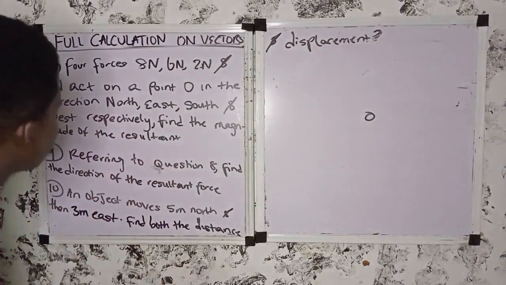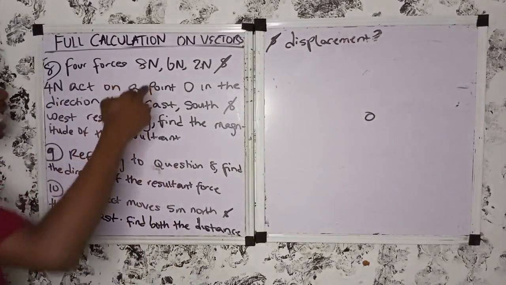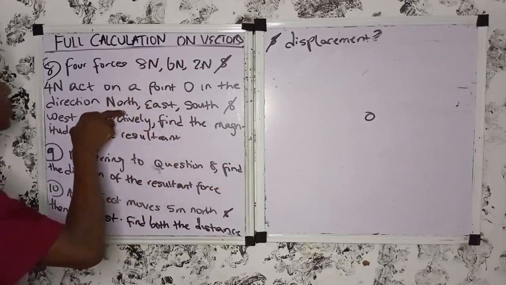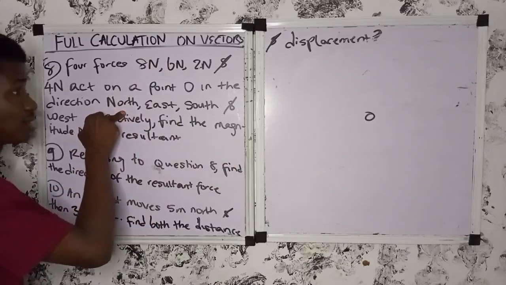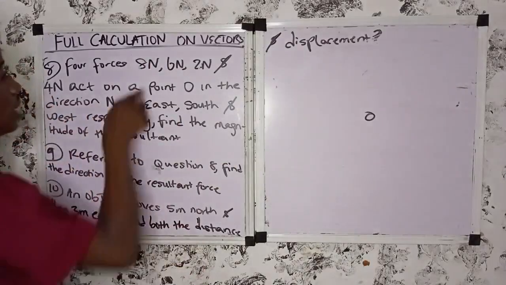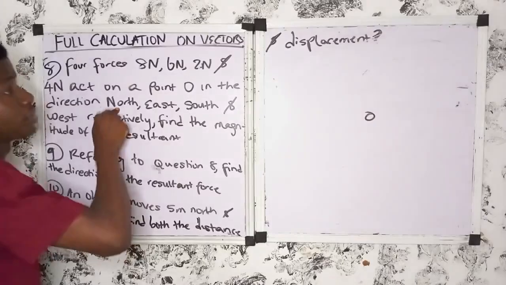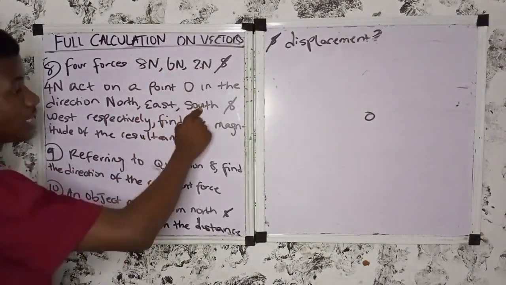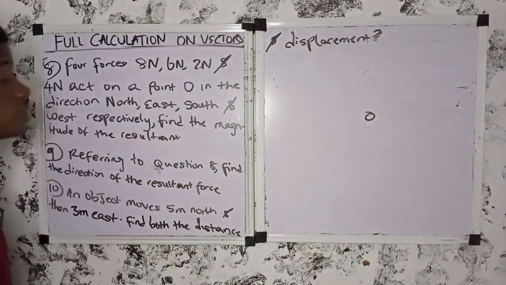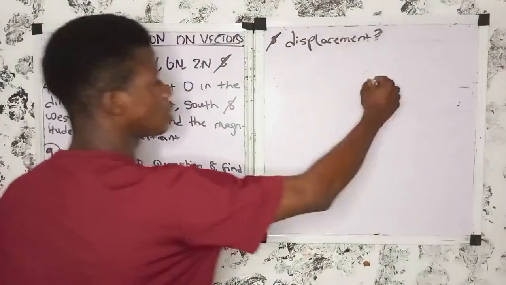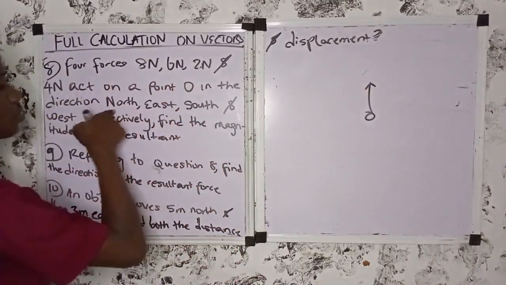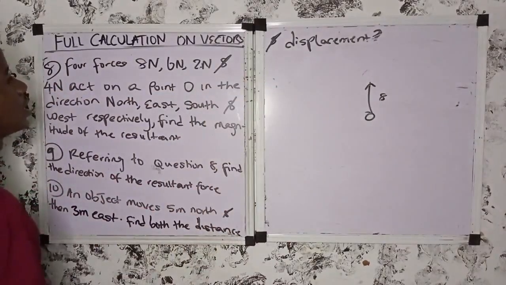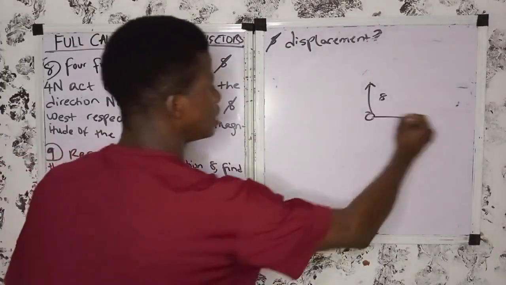It is telling us that the very first force, which is 8, acts in the north direction. Respectively, 8 is in the north direction, 6 is in the east direction, 2 is in the south direction, while 4 is in the west direction. So 8 is on north. This is the north direction, right? So 8 acts in the north direction. Then 6 acts on what? East, right?